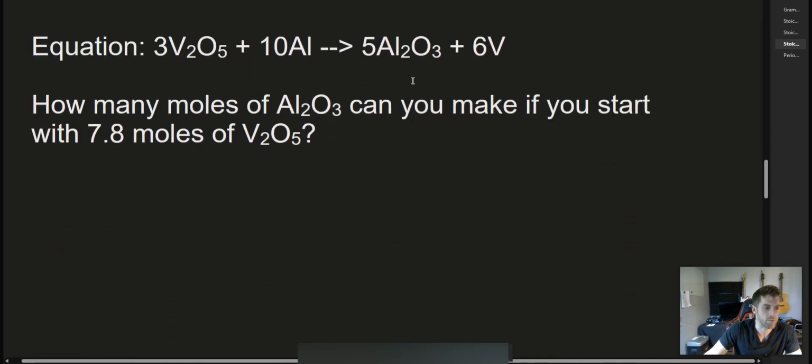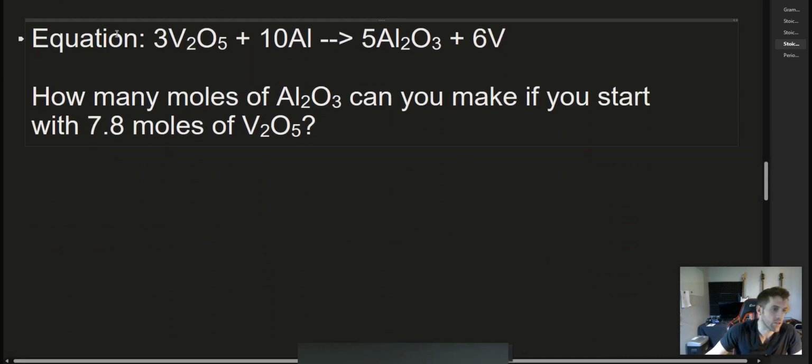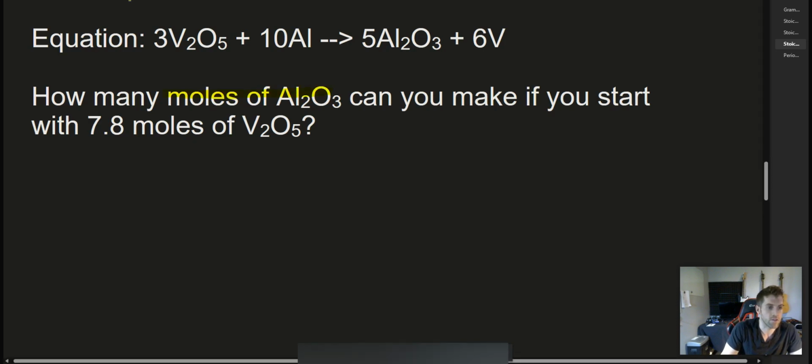Let's do another one. We have our entire equation up top here, with 3 V2O5. The question is, how many moles of aluminum oxide can you make if you start with 7.8 moles of vanadium oxide? Well, let's highlight what we are trying to find. We are trying to find moles of aluminum oxide, and what do you know, we start with 7.8 moles of V2O5, or vanadium oxide.